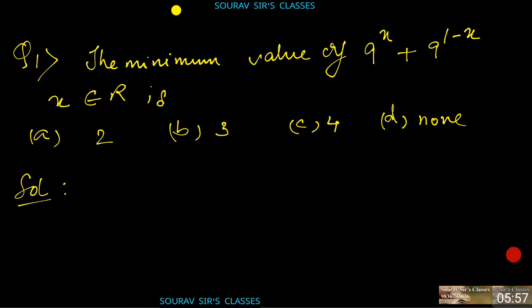Now students, let's move to a sum. Question number 1 says: the minimum value of 9 to the power x plus 9 to the power 1 minus x, where x belongs to the real numbers, mind this, is: option 1, 2; option 2, 3; option 3, 4; and option D is none of the above.